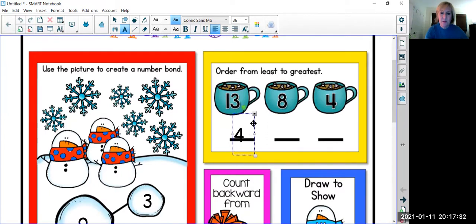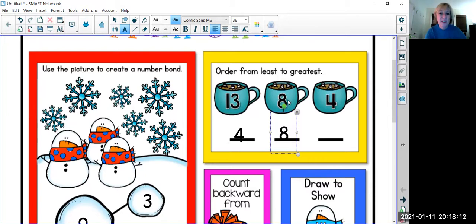Oops, I'm going to lift him up a little bit. Oh, he won't lift up. Oh, well, that's okay. And then let's keep counting. We stopped at 4, 5, 6, 7, 8. 8 must be the next number, so I'm going to type in 8 here. And if I know that 4 is the least and 8 is in the middle, what number has to be the greatest? 13. And I knew that anyway because 13 is a teen number. It has 2 digits, 1 ten and 3 extra ones.